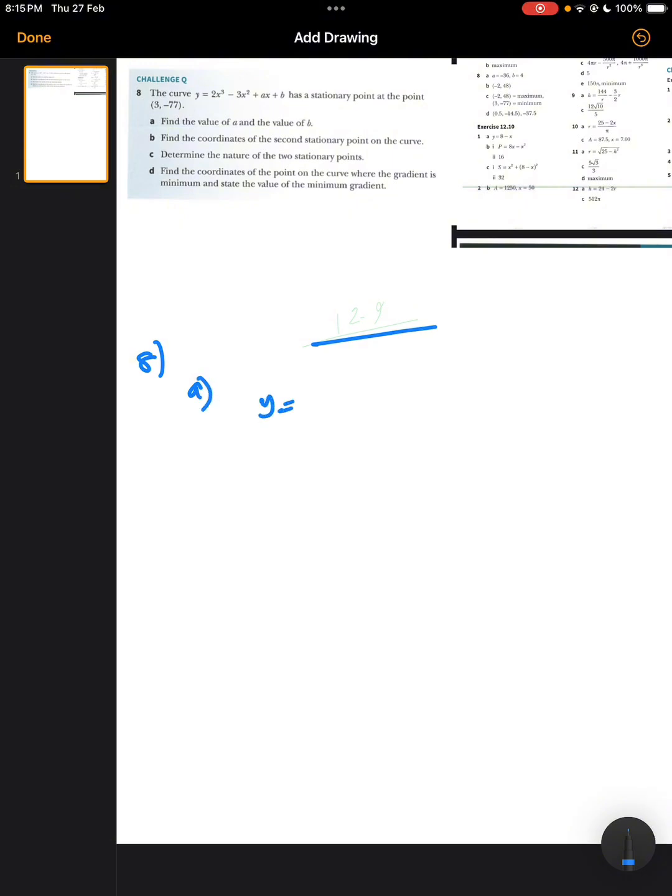Now the curve has given us y = 2x³ - 3x² + ax + b. Okay. The curve is passing through the point (3, -77). So I am inputting here -77 and 3.